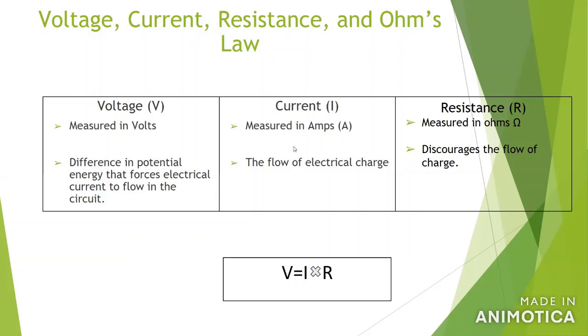Okay, so think about current. Current means the flow of electrical charge. You can imagine a river. The water flow creates a current, right? So that's the current. And voltage. Voltage means the difference in potential energy that forces electrical current to flow in the circuit.